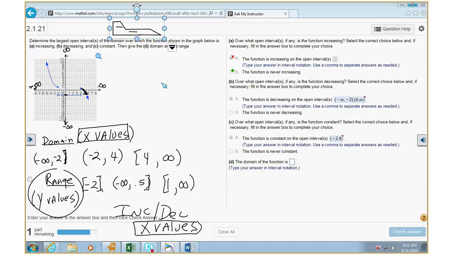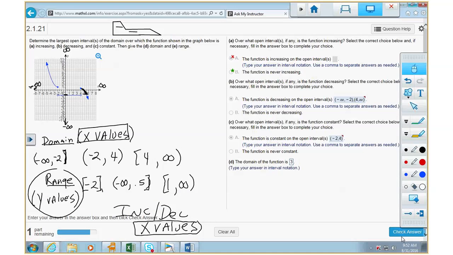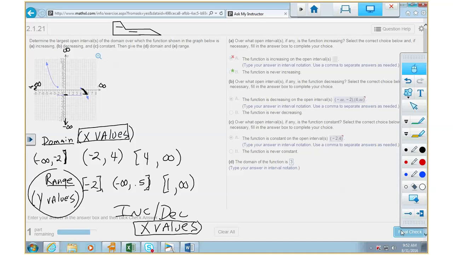Here we got that right. The function is constant from negative 2 to 4. And the domain of the function, if they want the domain of the whole function, is kind of tricky. But it looks like the domain is all real numbers, because this cancels this out, and that solid one cancels this out. Negative infinity to positive infinity. That would be all real numbers.